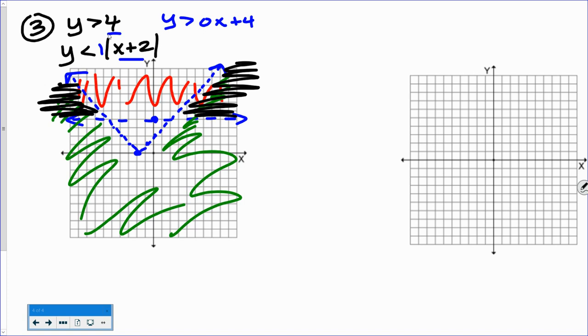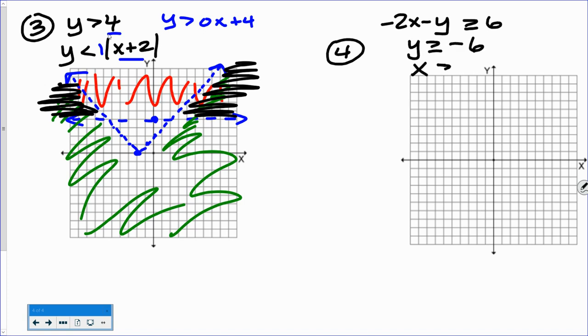All right, we'll do one more example here with a graph. So this time we're going to have 3 inequalities in our system. So I have negative 2x minus y is greater than or equal to 6, y is greater than or equal to negative 6, and x is greater than or equal to negative 6.